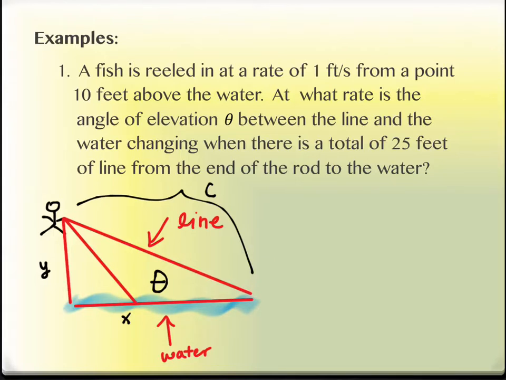Okay, so we are at the point where it asks us to find the rate. I've got one more piece of information I didn't write down yet. It says that the fish is reeled in at a rate of 1 foot per second from the point 10 feet above the water. Oh, so it tells us this right here is 10. We can actually change our y to say 10 because it's constant, it's never changing like we talked about. And it might be good for you to write that down, that it's constant. I know it also tells you that the fishing line is 25, but it's only 25 at one point in time, right? It's still changing.